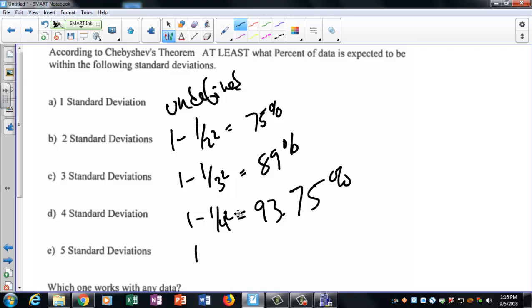What percentage is within 5? 1 minus 1 over 5 squared, which is 1 over 25, 24 over 25, 96%. Okay. Which one of the two works with any data? That would be Chebyshev's theorem. Empirical rule only works with bell-shaped data. Okay.